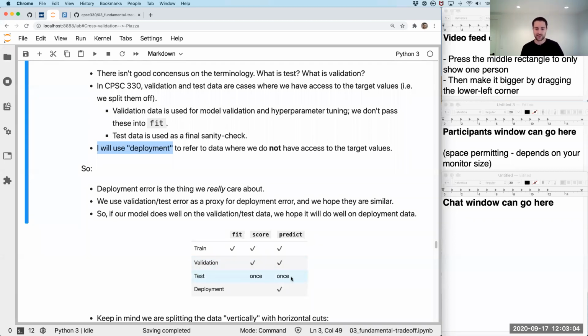The test data, you can do that, but you only do it once at the very end. The deployment data, you cannot call score because you need the right answers in order to find out a score, and you don't have the right answers. That's what deployment phase is. And so the only thing you're ever doing is calling predict on the X values in deployment and getting out a prediction, and then you're going to use it for something, because that's why we're doing it in the first place.